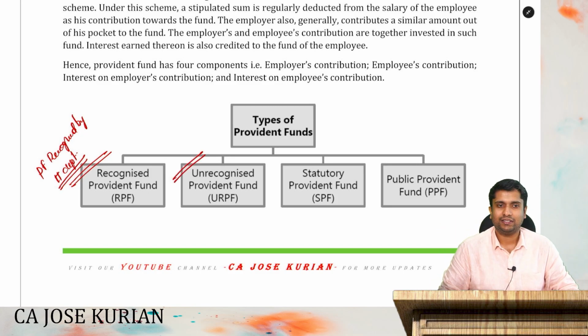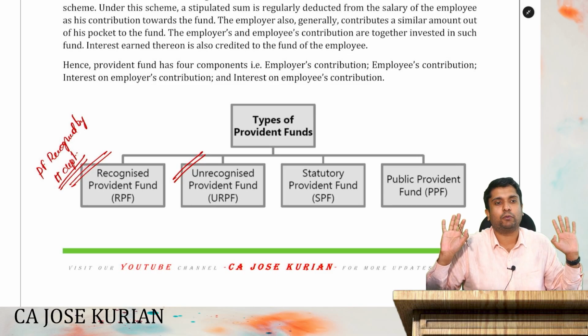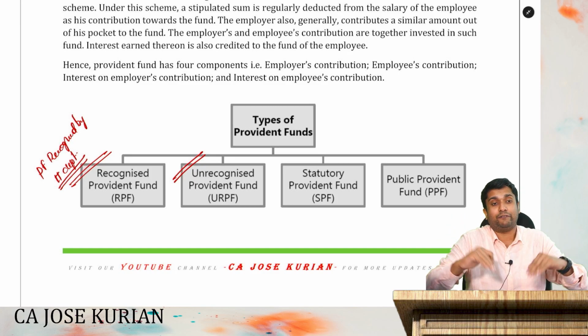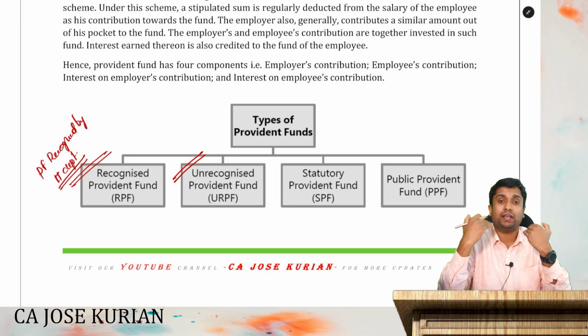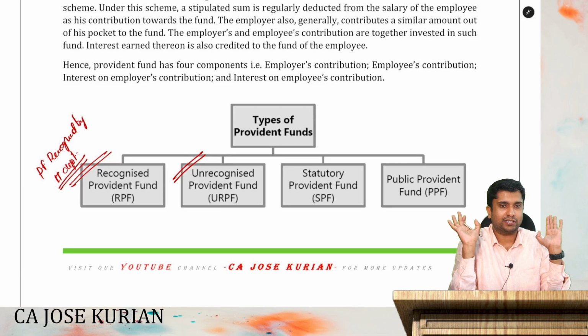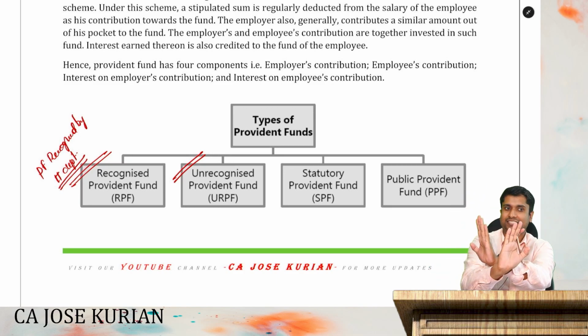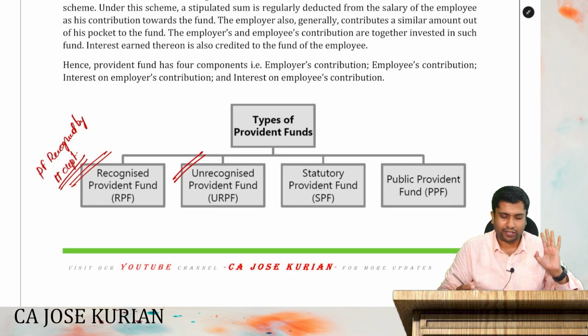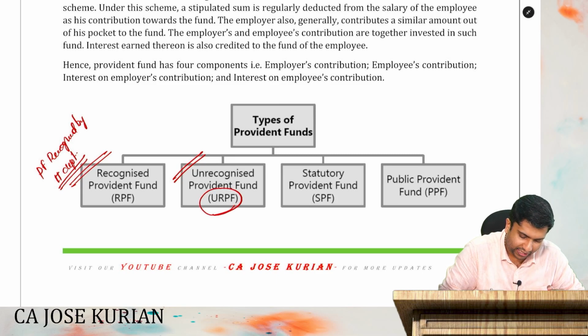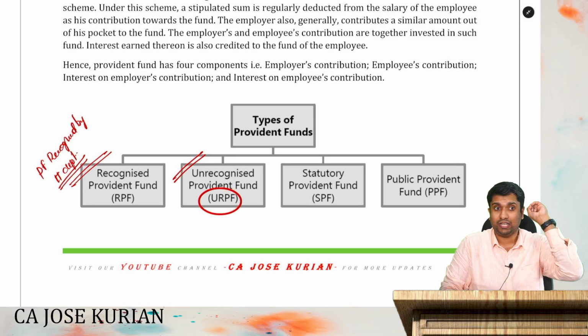Second one, unrecognized Provident Fund. What do you mean by that? I am maintaining a Provident Fund, but I haven't got an approval from the Income Tax Department, or I haven't given an application for registration of my Provident Fund. Unrecognized. The Income Tax Department does not recognize it as a Provident Fund. We can call it URPF, that is Unrecognized Provident Fund.